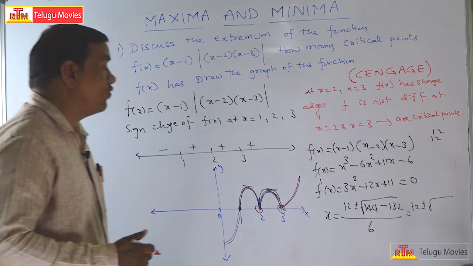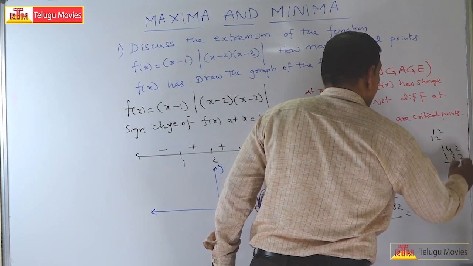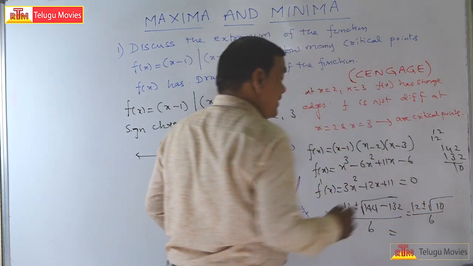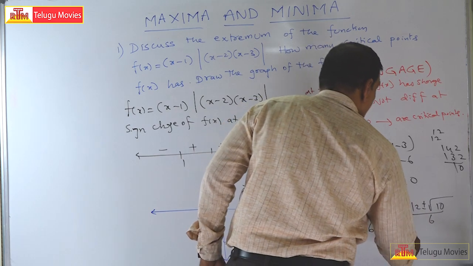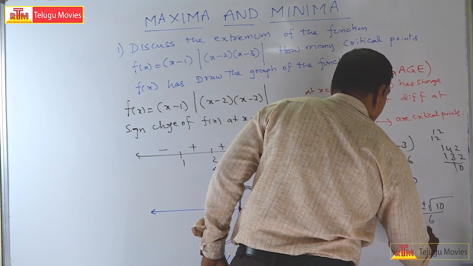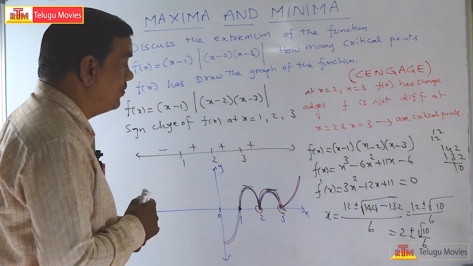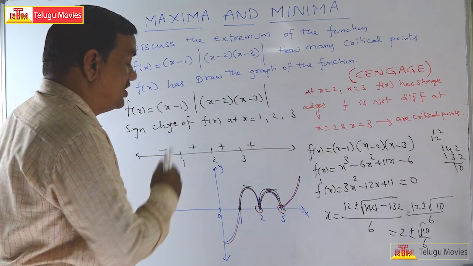So, this is equal to 144 minus 132, how much? 144 minus 132 is 12. This is root 12 by 6. So, if you separate that, you will get 2 plus or minus root 12 by 6. Okay now. Right, let us check our answer.